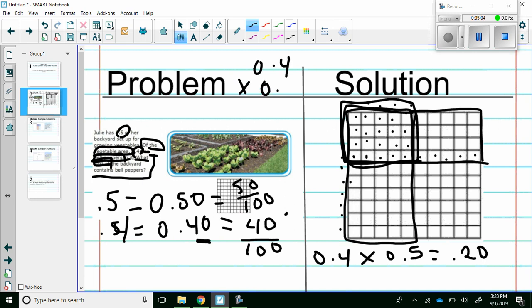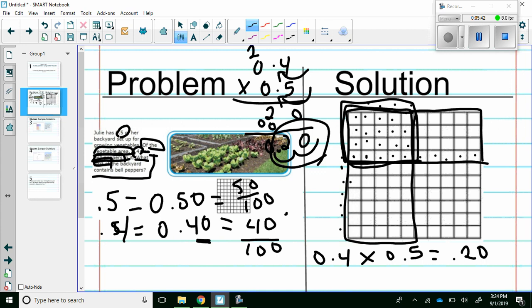40 tenths times 5 tenths. 4 times 5 is 20. Bring over my 2. 0 times 5 is 0, plus 2 is 20. 0 times 4 is 0. 0 times 0 is 0. I want to add them together. I have my decimal over one place here, another place here, which is 2 places. 1, 2, brought down to make my answer 2 tenths, or we read that as 20 hundredths. Either way, the value is the same.